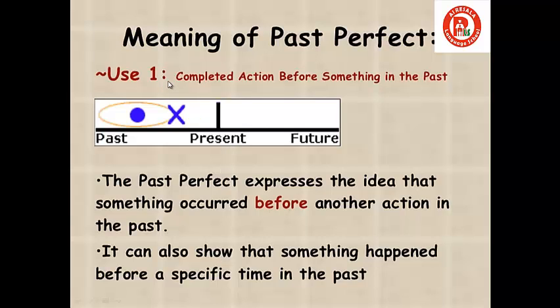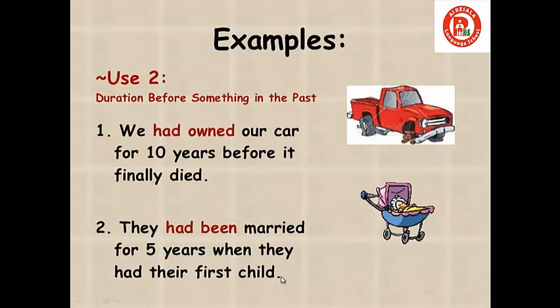Okay, so if I want to say again, what is the usage of the past perfect? It's a completed action before something in the past. So two actions that happened in the past, one of them happened first and it was completed before the other one happened. So this is the dot, it means that it was completed before the other action happened. So the past perfect expresses the idea that something occurred before another action in the past. It can also show that something happened before a specific time in the past.